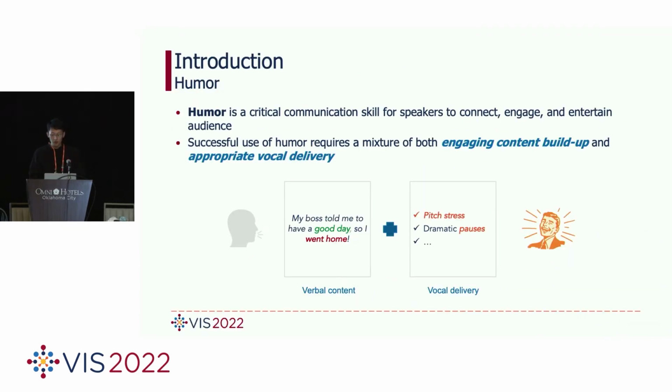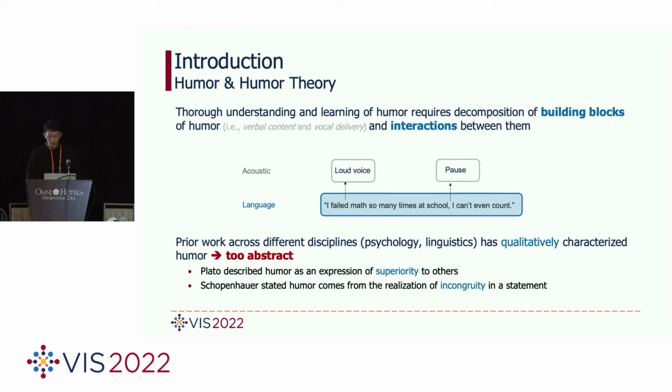Humor is a powerful communication skill for public speakers to connect, engage, and entertain their audiences. Successful use of humor requires a mixture of both engaging content buildup and appropriate vocal delivery. Thorough understanding and learning of humor can only be achieved if we can decompose these building blocks and the interactions between them. Prior works such as Schopenhauer's incongruity theory have qualitatively characterized humor.